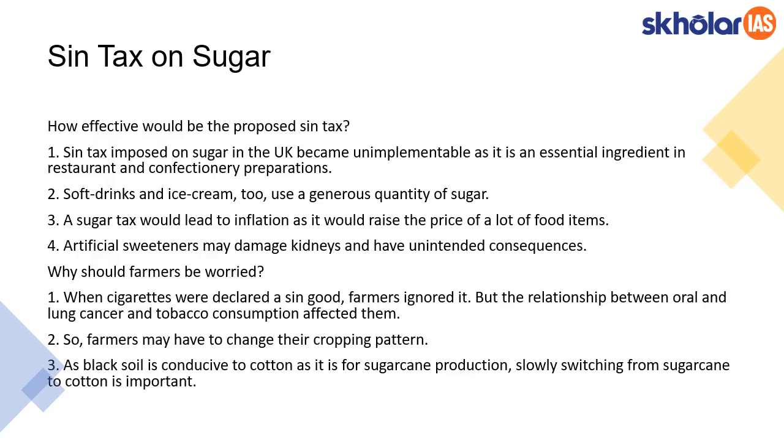If the government still wants to continue with this sin tax, then farmers should also consider changing their cropping pattern. They should switch their crops from sugarcane to cotton. Why cotton? Why can't it be other crops? See, basically sugarcane is produced in black soil. And the other crop that black soil is conducive for is cotton. So switching to cotton would be beneficial for the farmers. So students, this particular point on black soil is very important. Keep this in mind because it could be asked in your prelims exam.